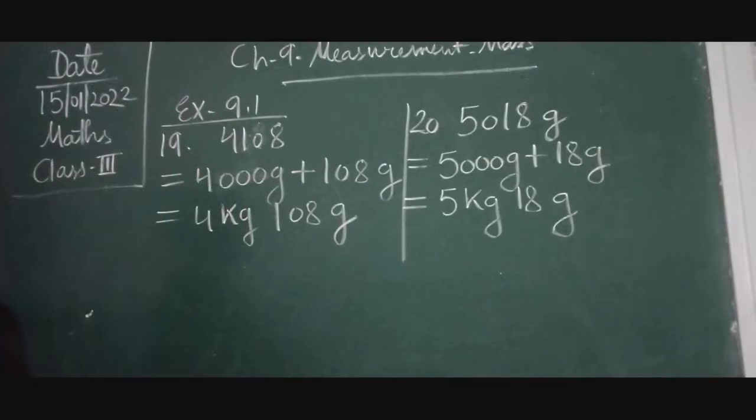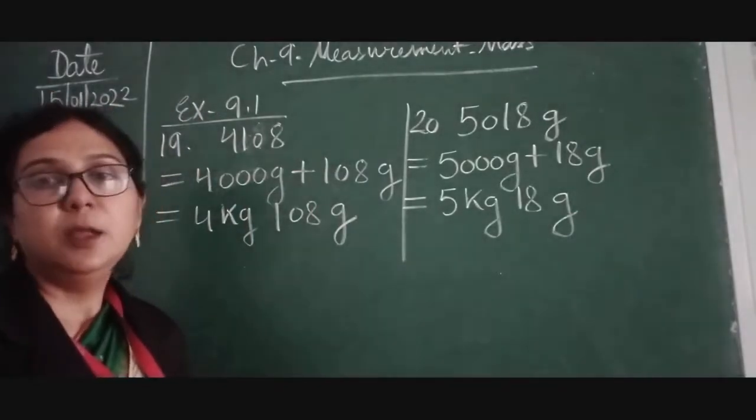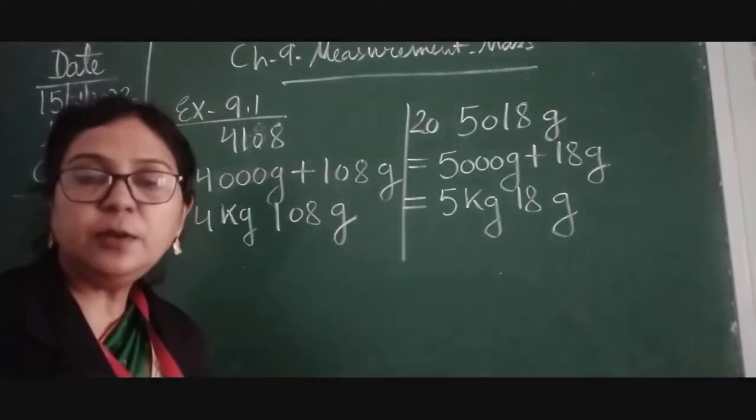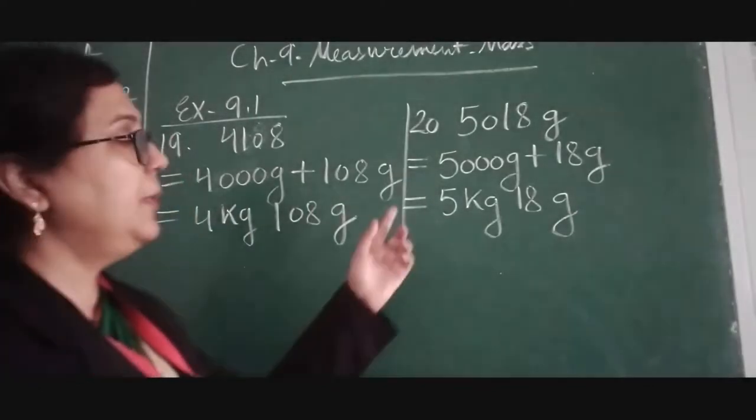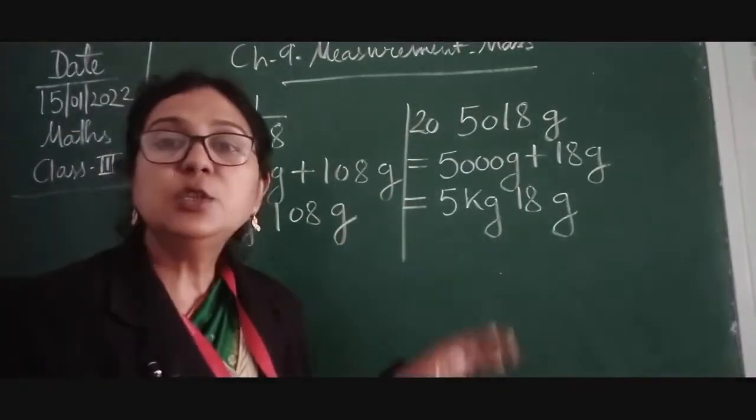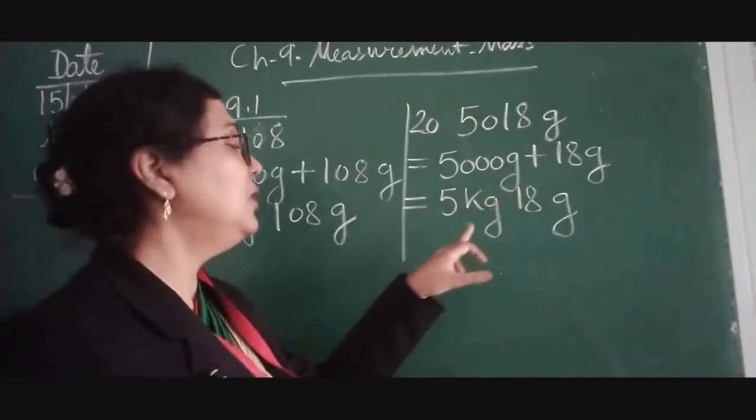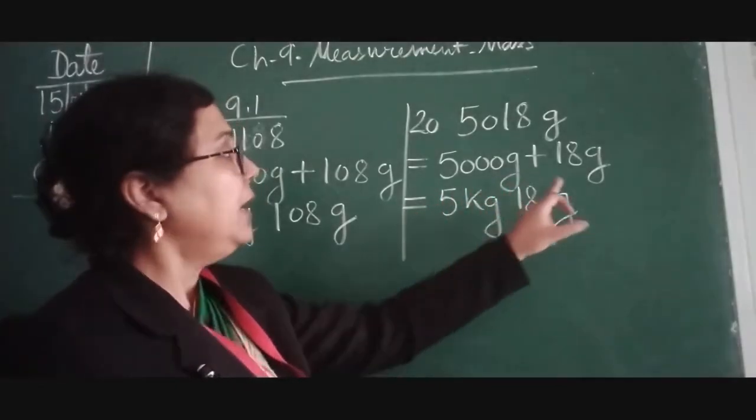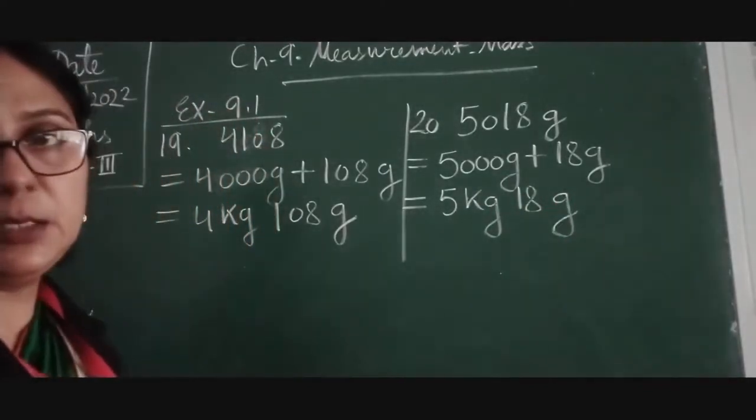Whatever number comes in the thousand place, that will become kg. Okay children, I hope this is clear to you, that whatever number is coming at the thousand place, it will become kg. Now 5,000 will become 5 kg. 18 gram will be left, so it will be added after this.